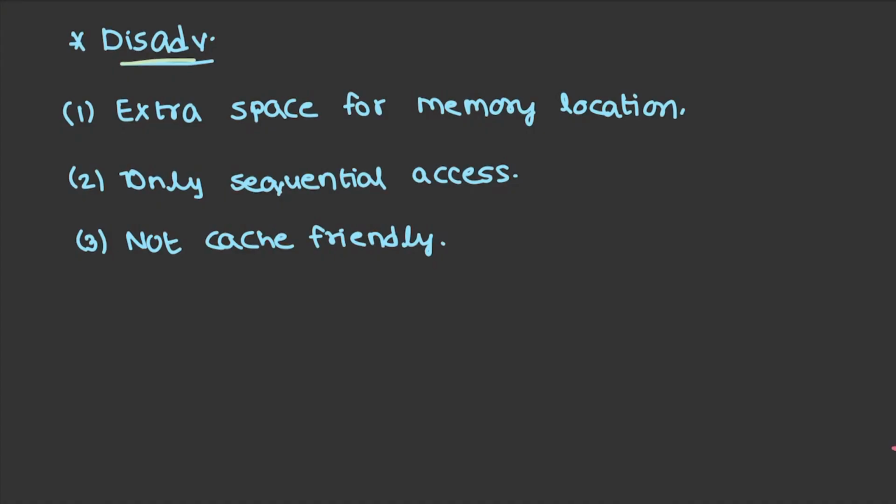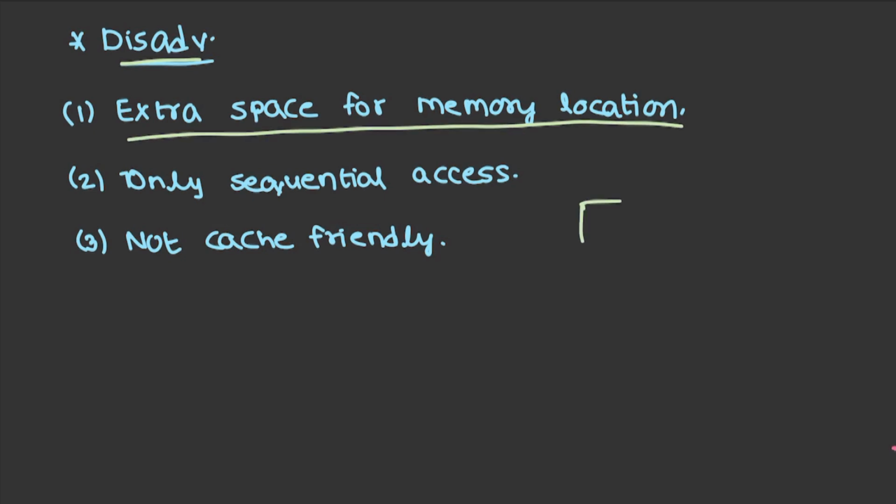Right now, everything seems so positive about linked lists. But if that is the case, why do arrays exist? Why have we not replaced arrays completely with linked lists? Let's have a look. Even a linked list has some disadvantages. First one is extra space for the memory location.